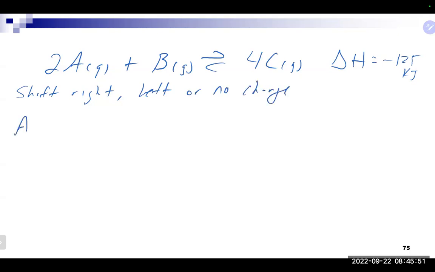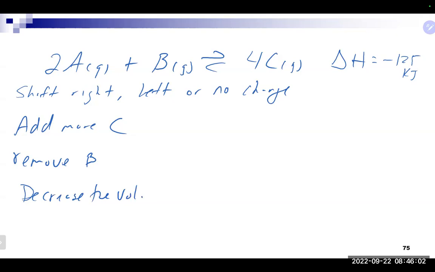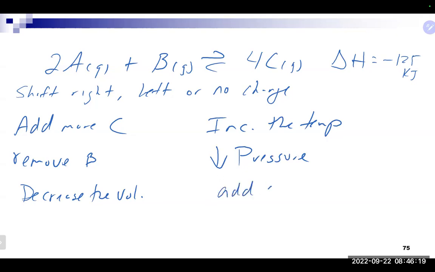If I add more C, I remove B, I decrease the volume, I increase the temperature, I decrease the pressure, and I add a catalyst here. All right, so for each of those situations separately, what would we predict would happen to our equilibrium here? Would it shift to the left, shift to the right, or be no change?